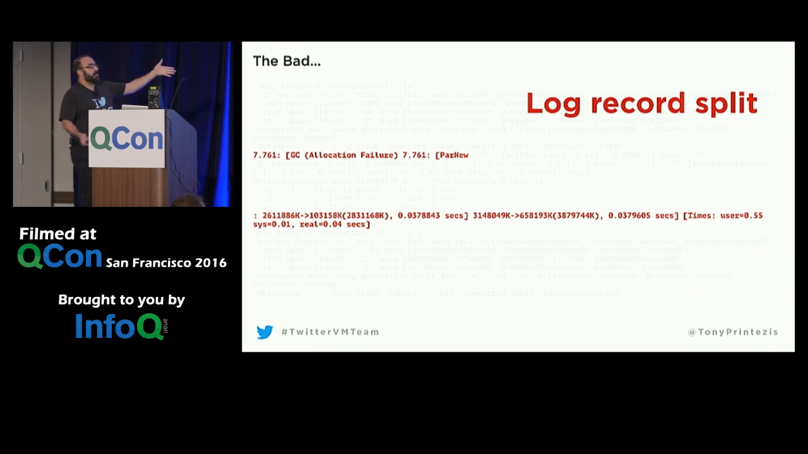So first, lines are split. So this was supposed to be one line. But because we enabled PrintReferenceGC and PrintTenuringDistribution, the output basically was generated between the first part of the line and the second. This is why the line is split.